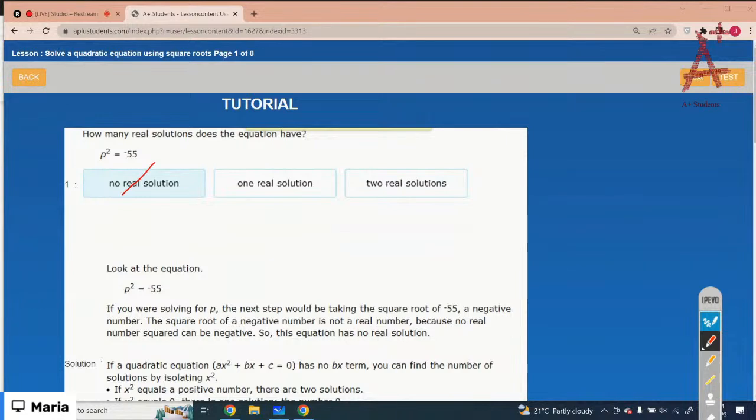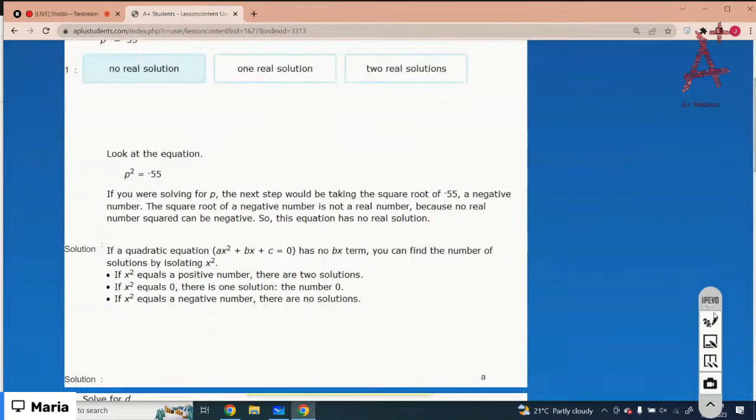So basically you can see the rule here. If a quadratic equation ax square plus bx plus c equals 0 has no bx term, you can find the number of solutions by isolating x square. If x square equals a positive number, there are two solutions. If x square equals 0, there is one solution, the number 0. If x square equals a negative number, there are no solutions. Got it?